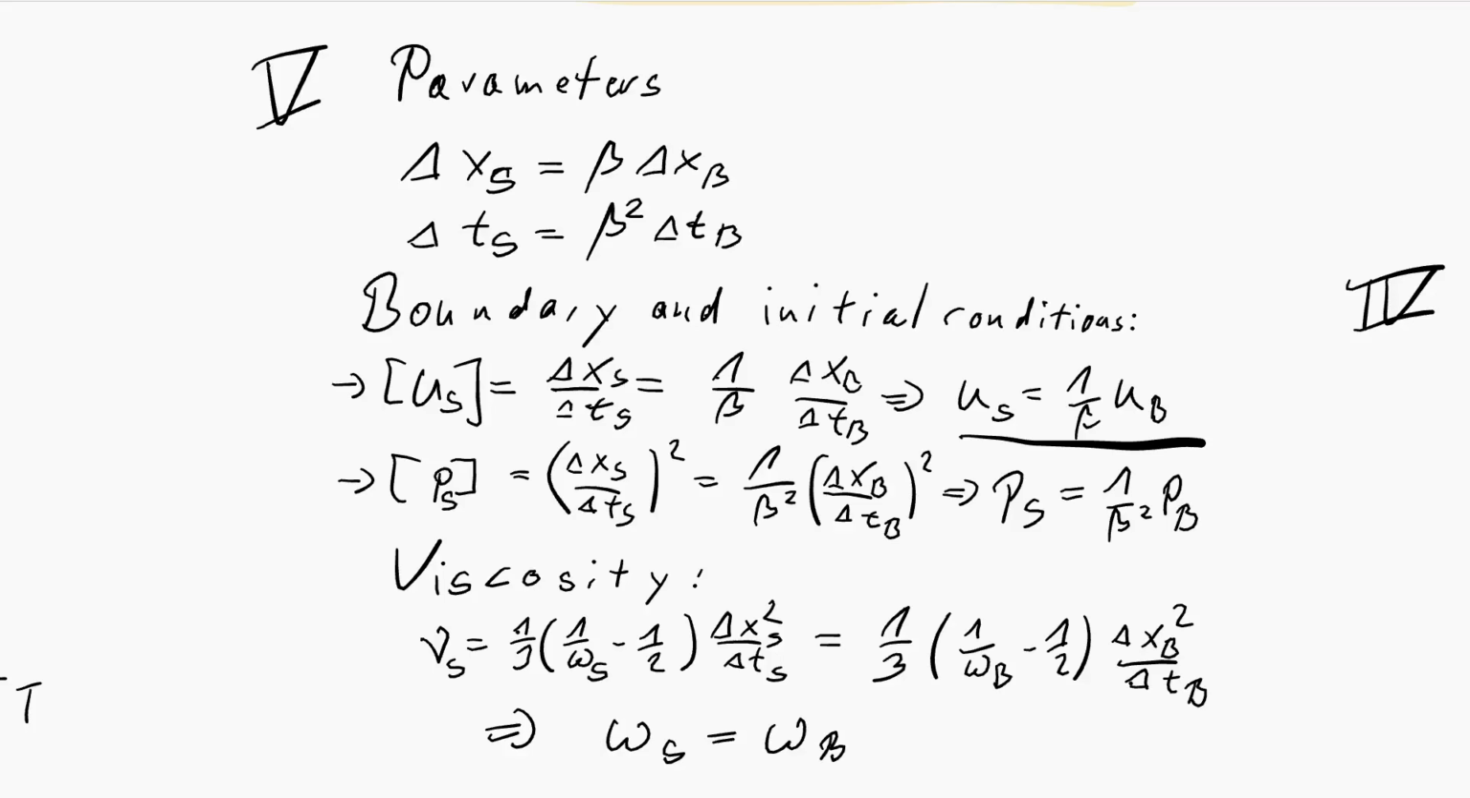And the pressure, assuming the mass equal to 0, in order to simplify units, the pressure will be proportional to velocity squared. So what we have to change is to set the pressure, and the scaled pressure will be 1 over beta squared times the base pressure. Okay, so this is for initial and boundary conditions.